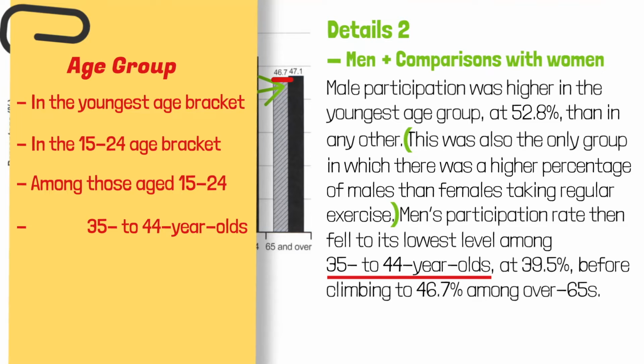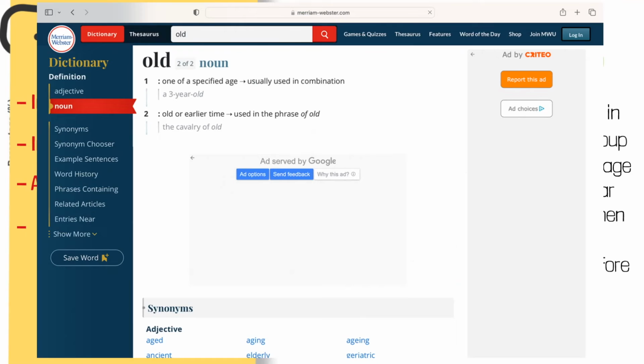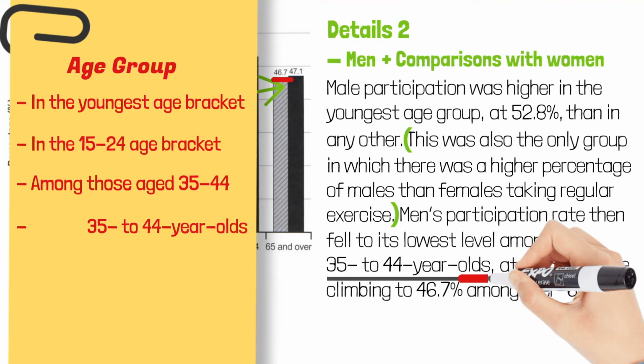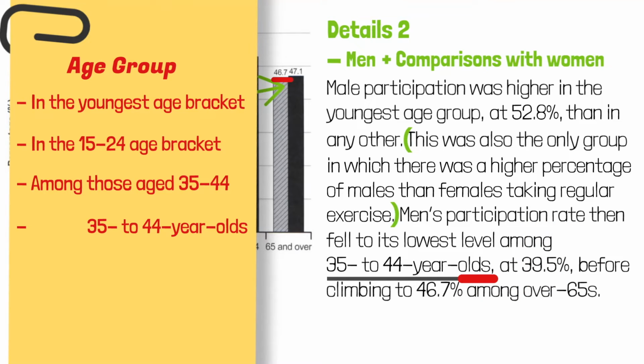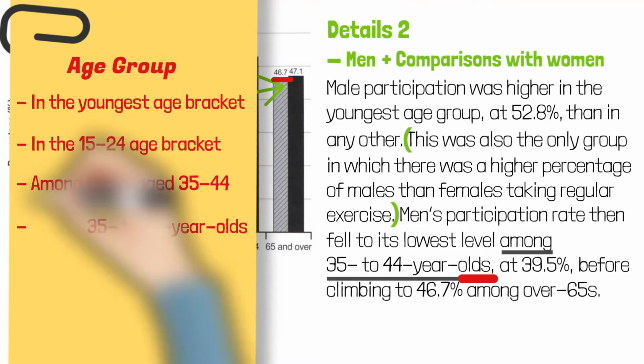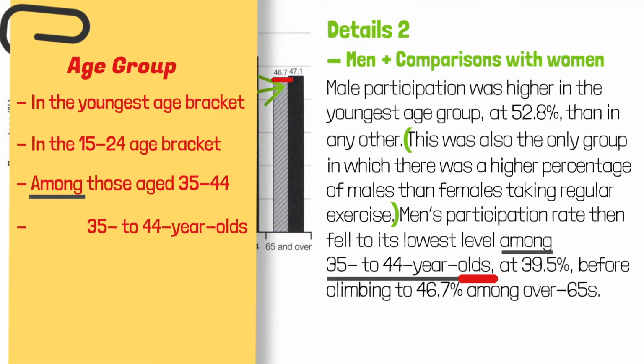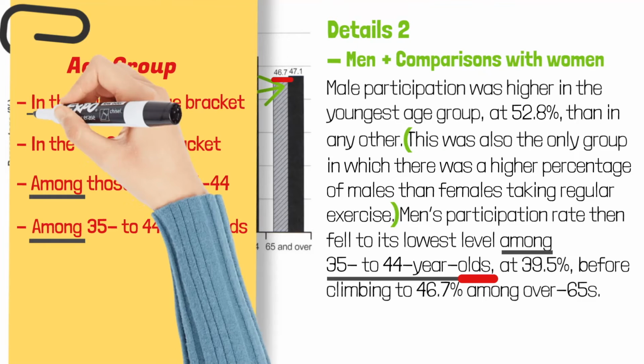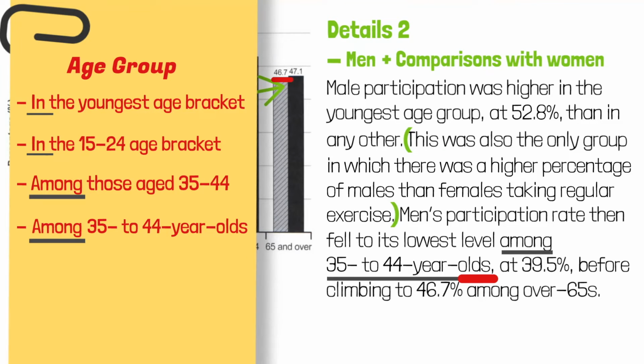So in this expression, old isn't an adjective, but a noun, meaning a person of a specified age. For example, a 3-year-old. We need to make it plural because we are talking about people in an age group, not just one person. Also, note it's best to use the preposition among with it. I explained earlier in the video that among is the best preposition to use with people, like among those aged 35 to 44 or among 35 to 44-year-olds, whereas in is used with an age group.